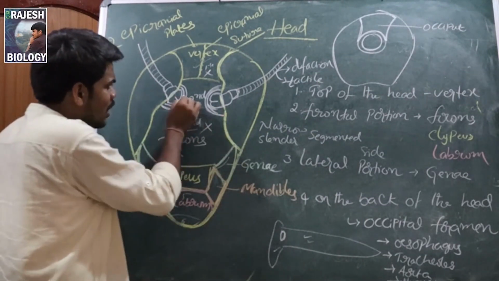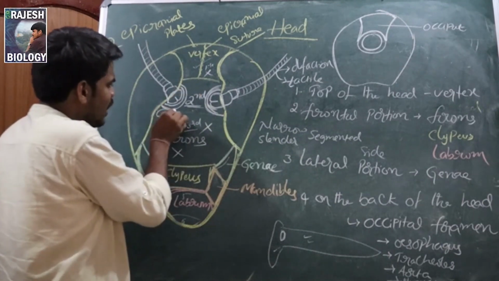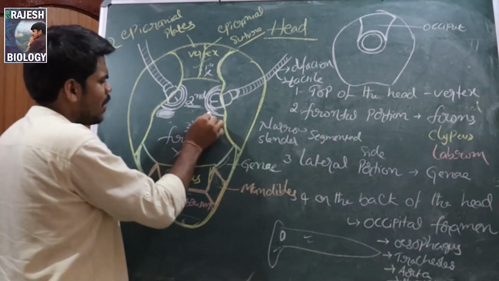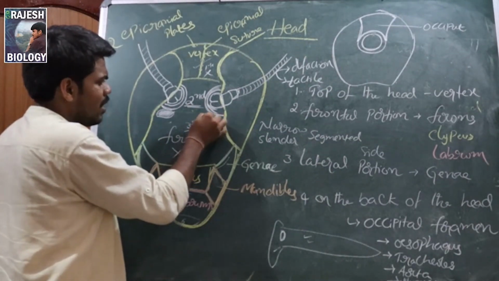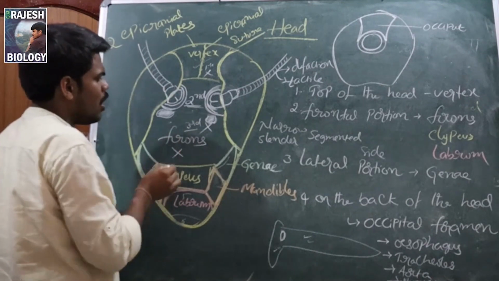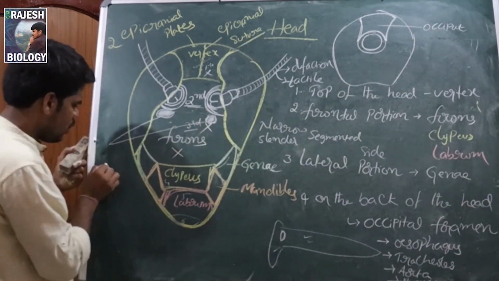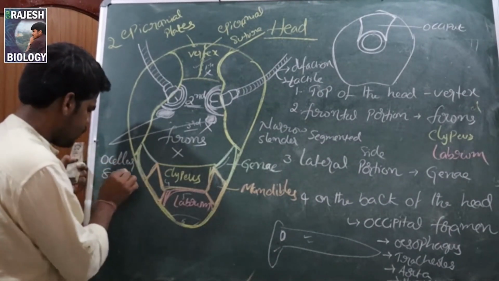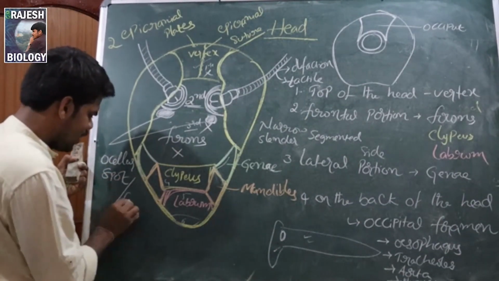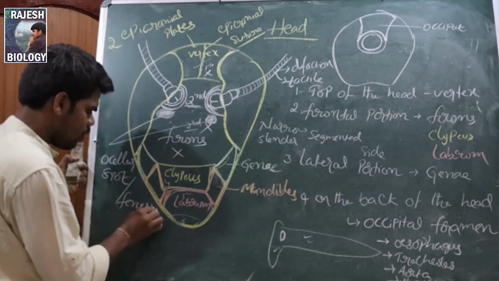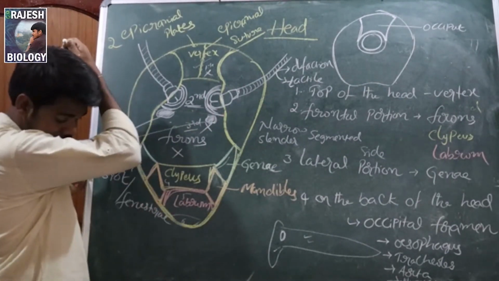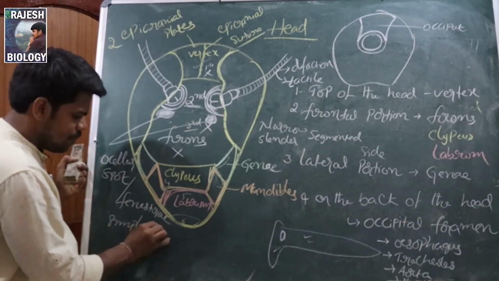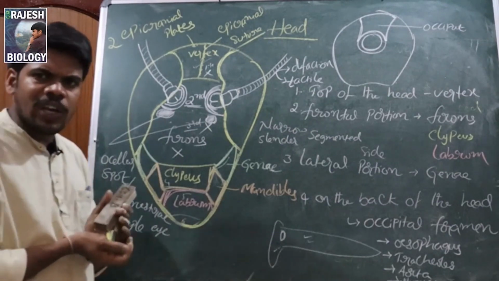And of course, near to this there is a speck. Speck means a small structure. This small structure is called ocelli, or ocellular spot. It is also called fenestra, or simply simple eye. It is nothing but a simple eye. What is the function of the simple eye?